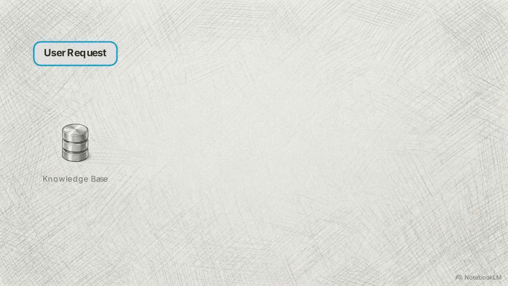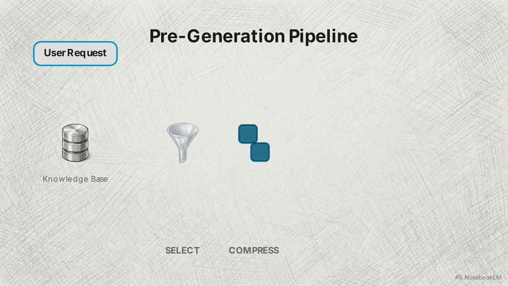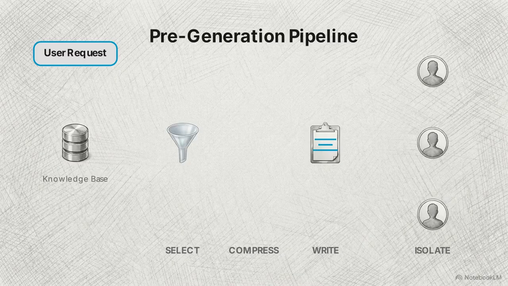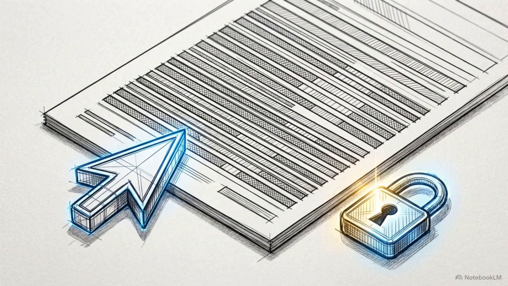This trace shows how the entire pipeline functions in a split second before the first response token is generated. It begins by selecting the relevant document chunks from the knowledge base. The system then compresses those chunks to maximize the information density. Next, the system is writing a structured extraction of that data into a reasoning scratchpad. Finally, this context is isolated and routed only to the specific agent required to answer the query. Only after these steps are complete does the agent generate the final output.